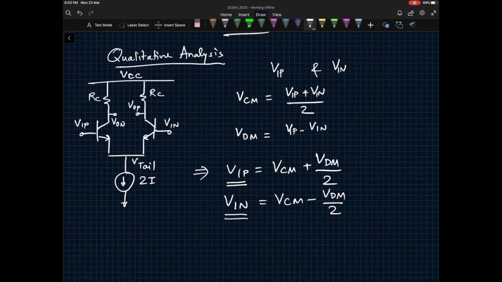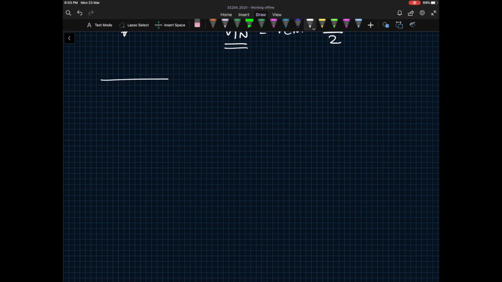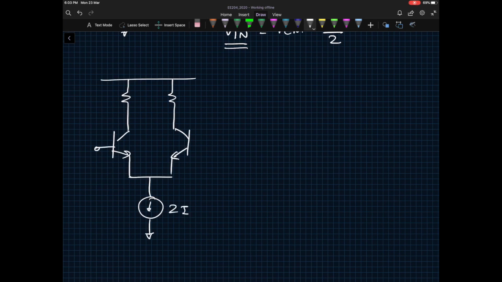So now from this we can start analyzing the circuit. For example, we can use our superposition ideas, and let's first only apply VCM to our circuit. Okay, so then we can draw the picture again. 2I, and let's say I'm only applying VCM to both sides. What do we see when we apply VCM? I want you to think about it. You can pause the video and think about what will happen if I apply VCM.